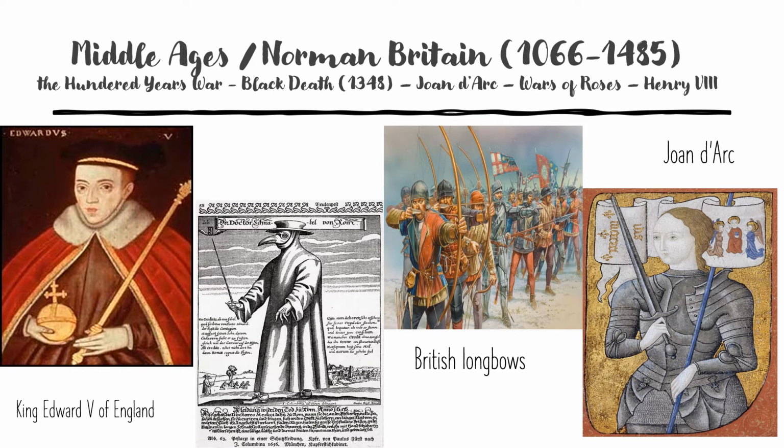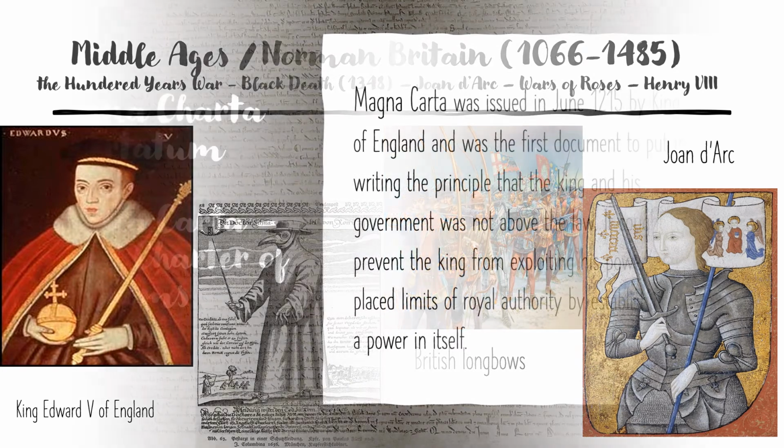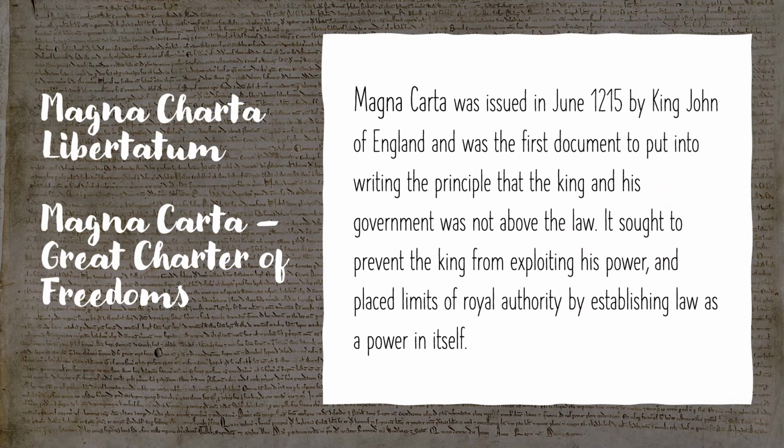One very important document at that time was Magna Carta, issued in 1215 by King John of England, and it was the first document to put into writing the principle that the king and his government were not above the law. It sought to prevent the king from exploiting his power and place limits on royal authority. It was necessary to make peace between the unpopular king and a group of rebellious barons. It promised the protection of church rights, protection for the barons from illegal imprisonment, access to justice, and limitations on feudal payments to the crown.